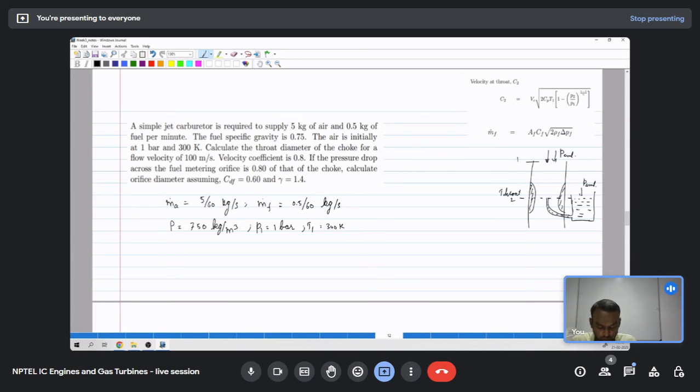So that means at throat the velocity V2 has to be 100 meter per second. The velocity coefficient is given as 0.8, so CV is 0.8. If the pressure drop across the fuel metering orifice is 0.8 times that of the choke, so pressure difference across the fuel metering orifice is 0.8 times the pressure difference across the choke, that is for the air stream. Calculate the orifice diameter, assuming CDF is 0.60 and gamma is 1.4.